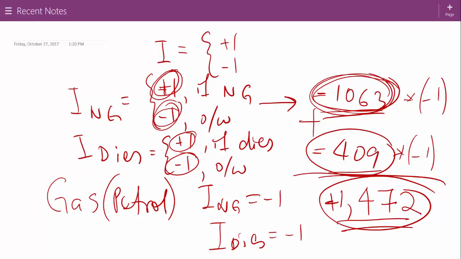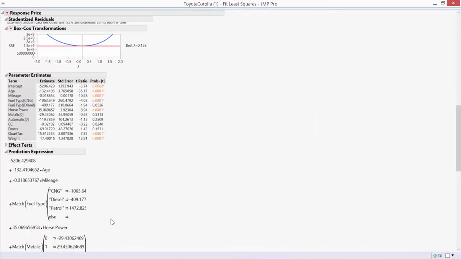And if you go back to our output, where is our output? It's right here. That's actually what it says, right? It says, based on the fuel type, that's part of my prediction equation, right? If the car is on natural gas, it's minus 1,063. So whatever value you compute from age, horsepower, mileage, and so on, if it's natural gas, you have to subtract $1,063 from that value, right? So natural gas cars, everything else being equal, are less expensive by $1,063 than average, right? Diesel cars are going to be $409 less expensive than average.